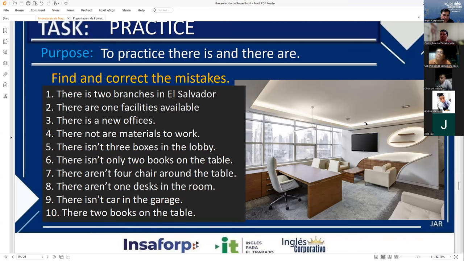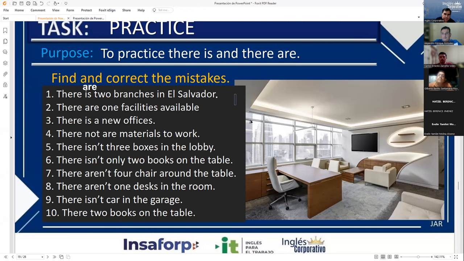What's the first mistake? First is there are two branches in El Salvador. Then the other mistake is the period. We're missing the period, right? At the end of the sentences, we write a period. Sentences begin with capital letters and finish with a period. Number two, there are one facilities available.